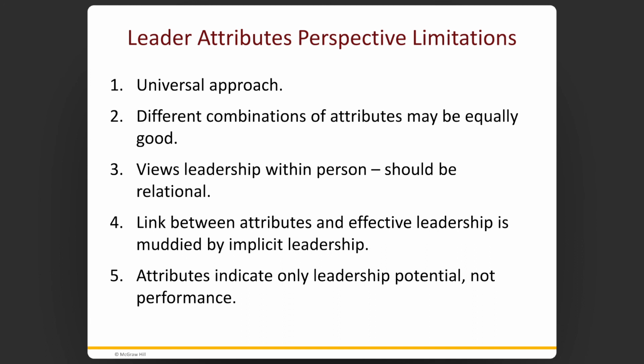One of the other limitations, the link between attributes and effective leadership is muddied by this notion of implicit leadership, that people who exhibit some attributes such as self-confidence are called leaders because they fit the prototype of an effective leader. Followers assign non-observable traits to successful leaders as well. And then attributes indicate only leadership potential, not leadership performance. So a lot of the language that we're using and the definitions speak to leadership potential, but you could have all of the potential by virtue of how it looks and what we think and how we define it, but still not be able to create the necessary or accompanying performance.